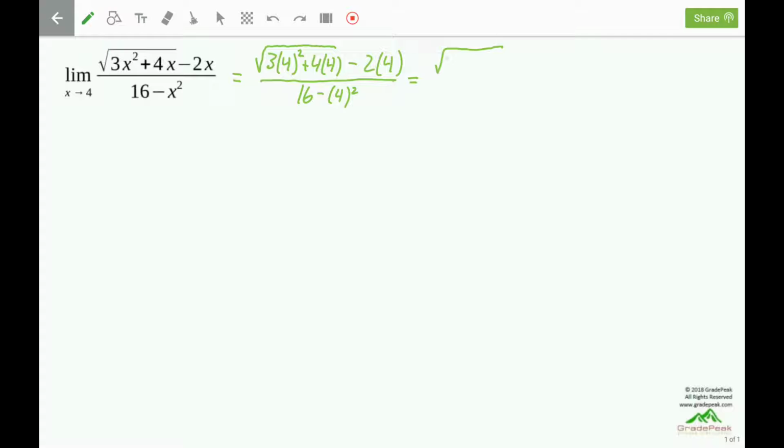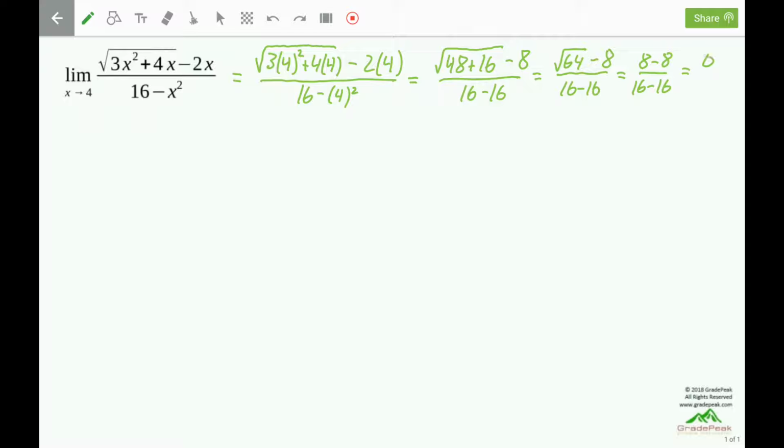Four squared is 16, times a 3 is a 48, and then 4 times 4 is a 16, minus 2 times 4, which is an 8, over 16 minus 4 squared, which is a 16. 48 plus 16 is 64, minus 8 over 16 minus 16. The square root of 64 is an 8, so we have 8 minus 8 divided by 16 minus 16.